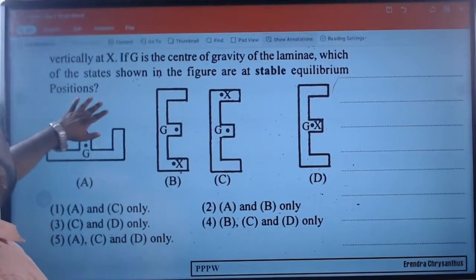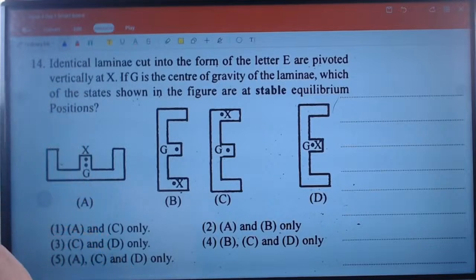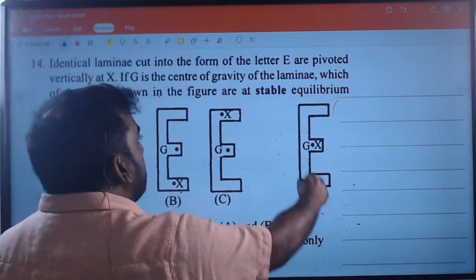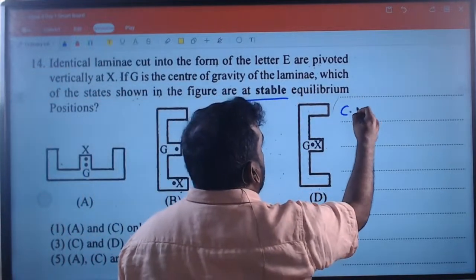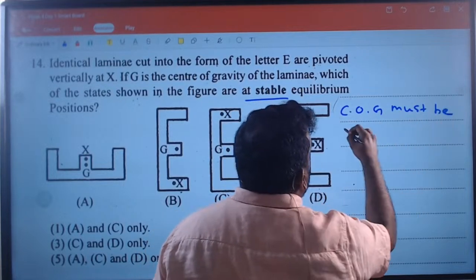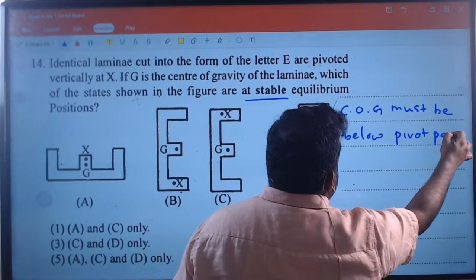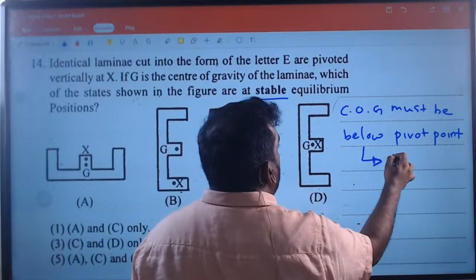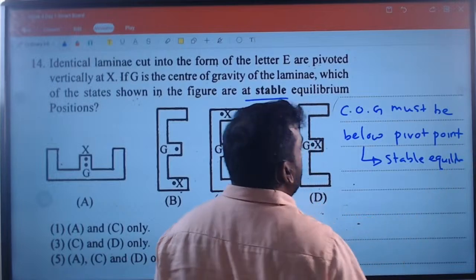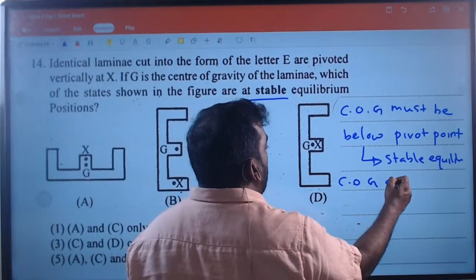Identical laminae are cut to form a letter E, pivoted vertically at x; G is the center of gravity. For stable equilibrium, what's the condition? The center of gravity must be below the pivot point. This will give you stable equilibrium. What is unstable equilibrium? Center of gravity above the pivot point.